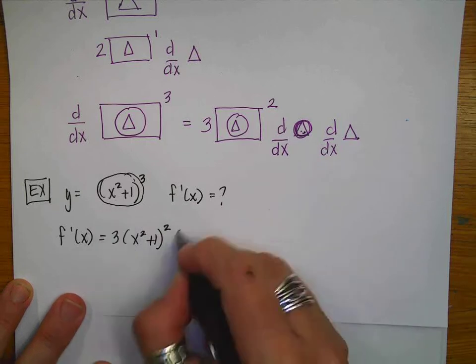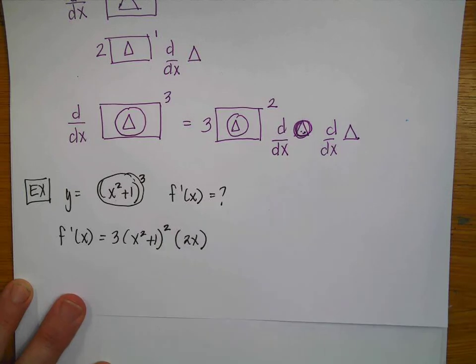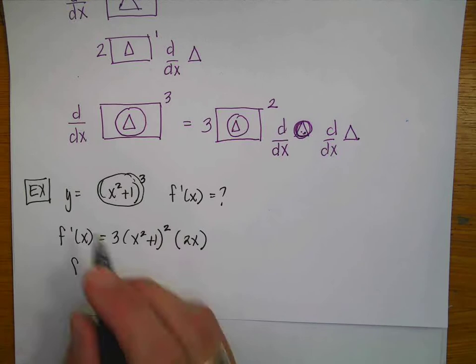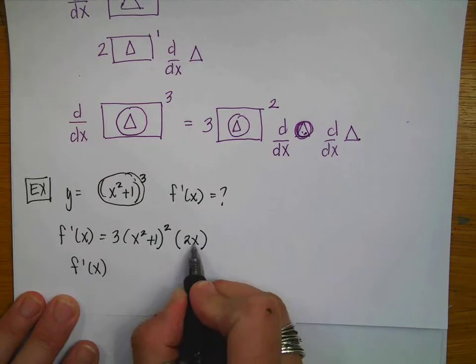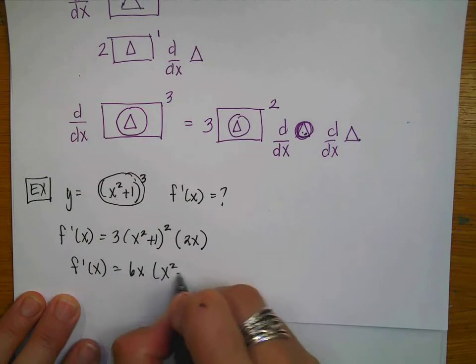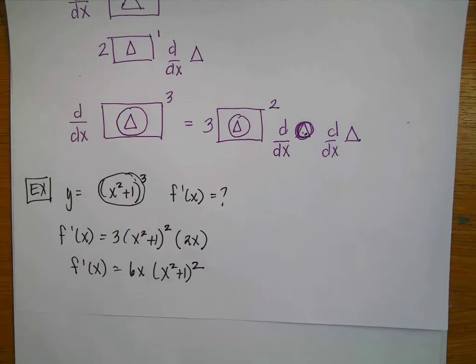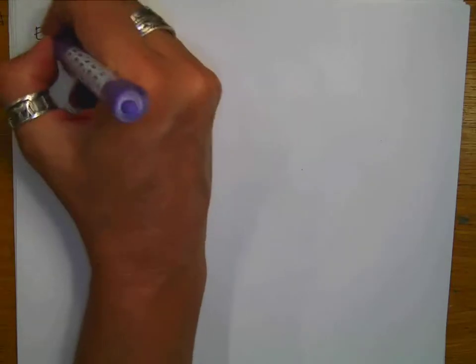And then I'm going to take the derivative of the inside, and the derivative of x squared plus 1 is 2x. And now I'm going to clean that up a little bit, and I'm going to write f prime of x: 3 times 2, this is going to be 6x times (x squared plus 1) squared. And I would stop there. I would not try to simplify that anymore. Okay, let's do some more examples.